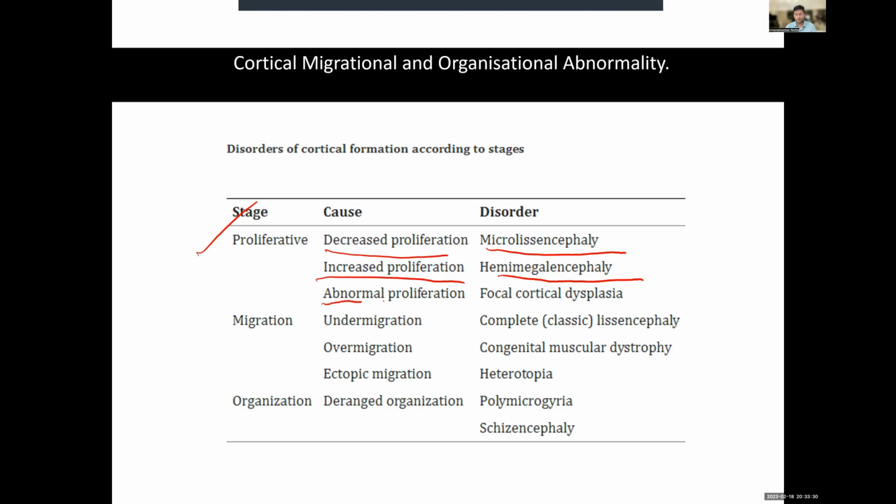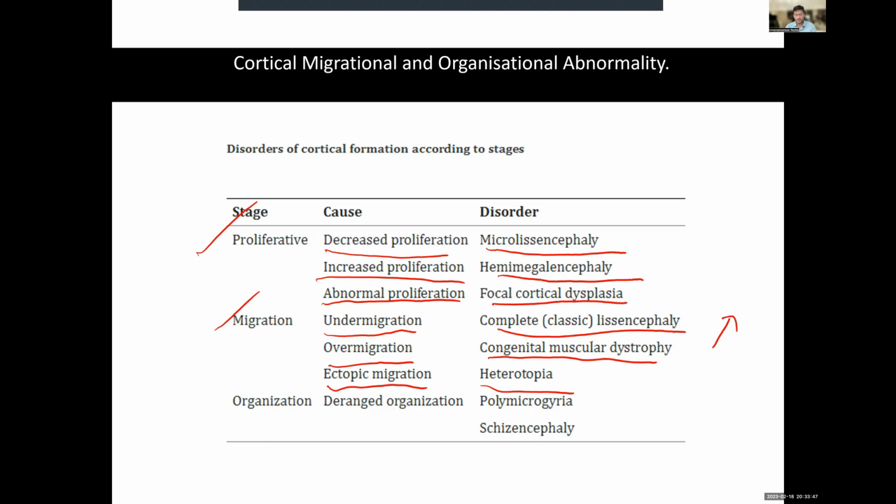When there is abnormal proliferation, you get FCD, focal cortical dysplasia. Under migration, you get complete lissencephaly. Over migration, you get congenital muscular dystrophy like Fukuyama dystrophy. Ectopic migration, you get heterotopia.